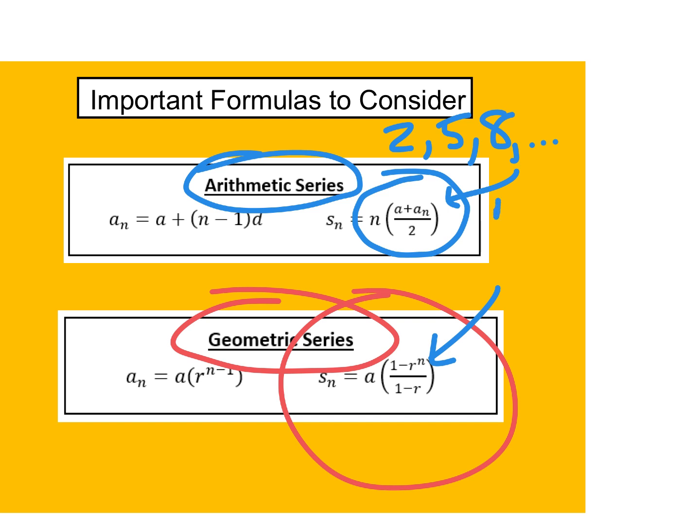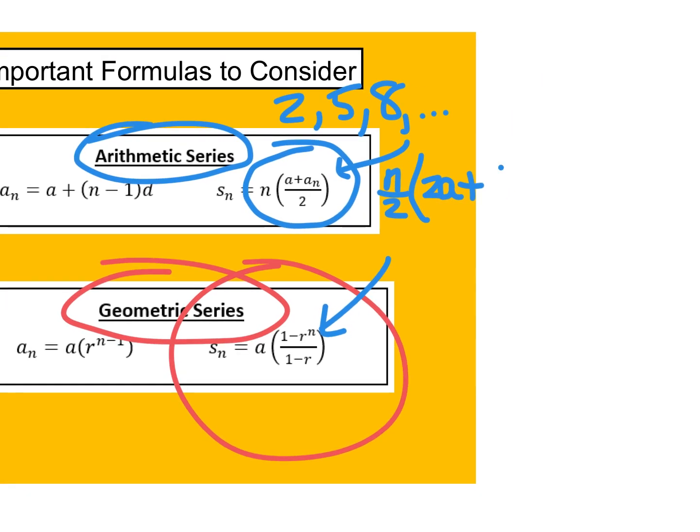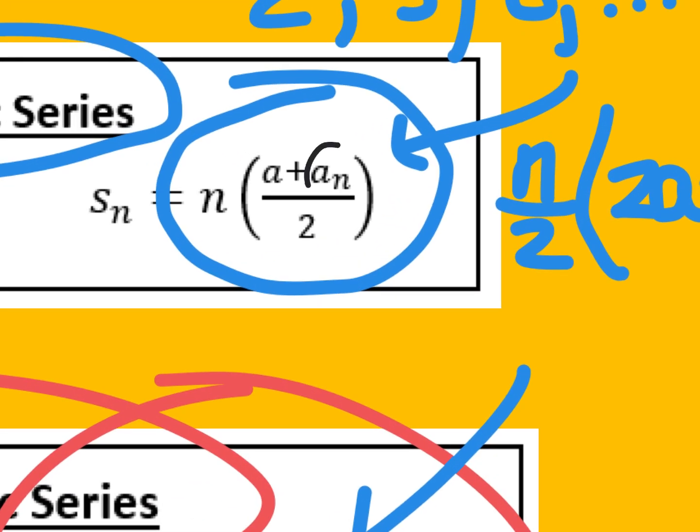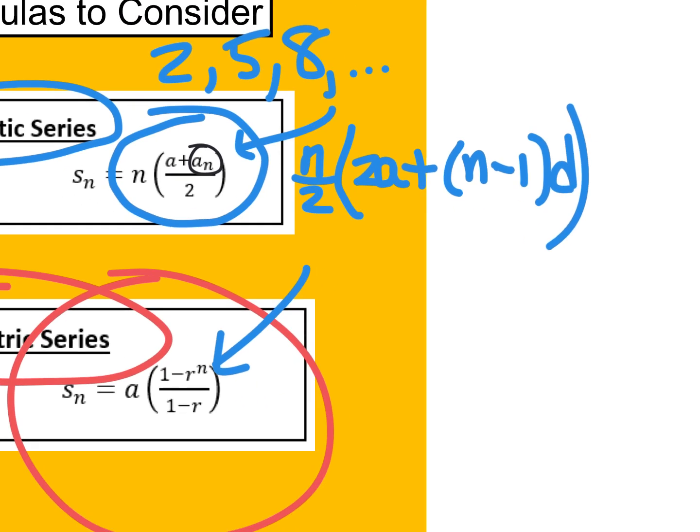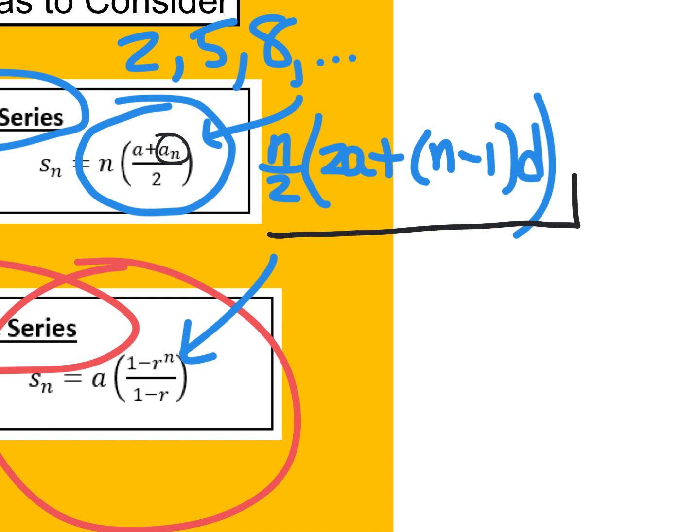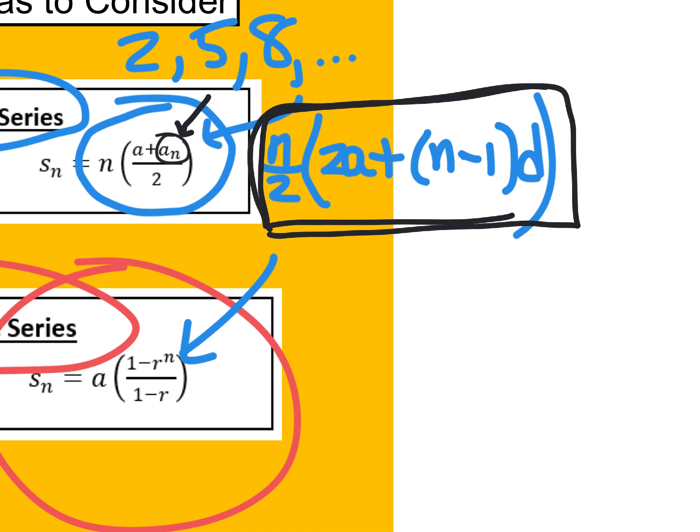I taught it to you this way, n over 2 times 2a plus n minus 1 times d. Now, do you see that right here they have the a sub n formula as just a sub n? So in my opinion, this one is much better because this one makes you recall a different formula to stick into that formula. So I would write this one next to it because I think this is better.